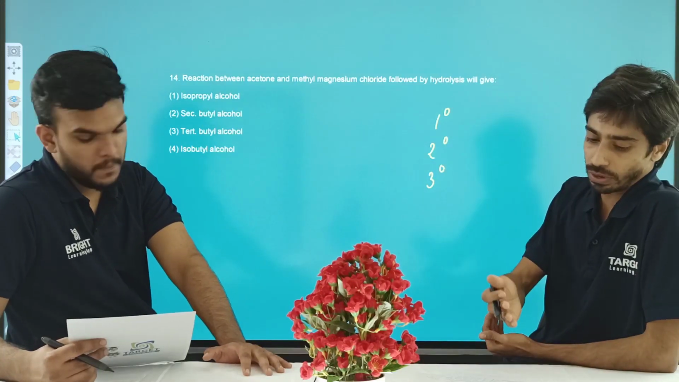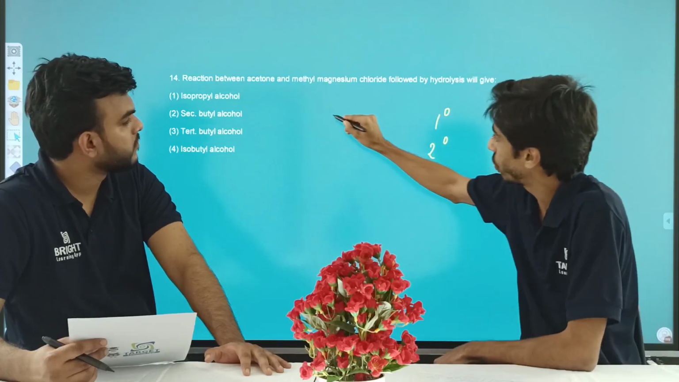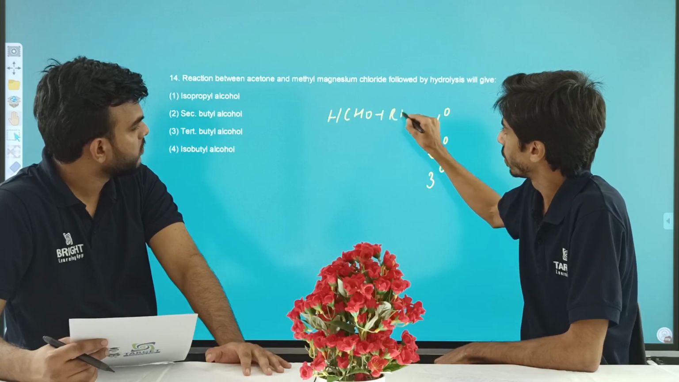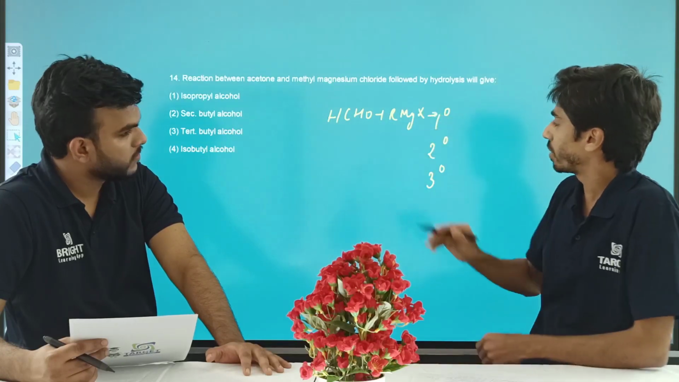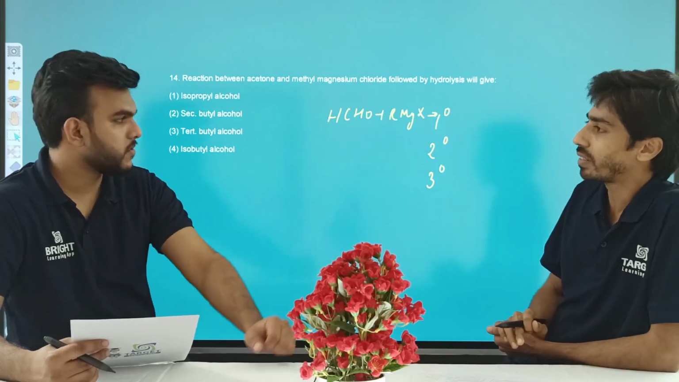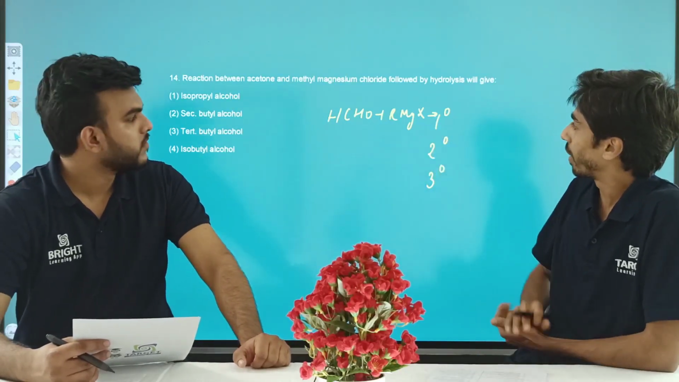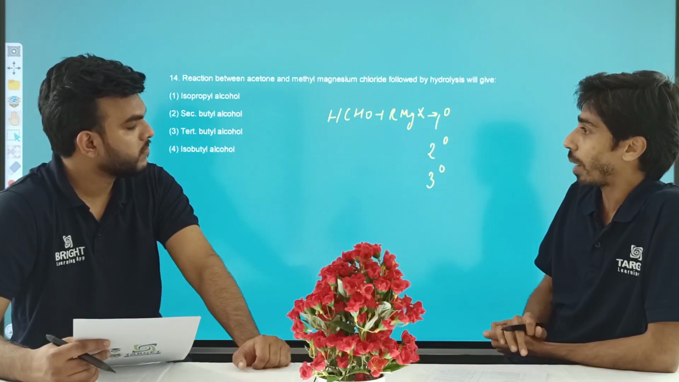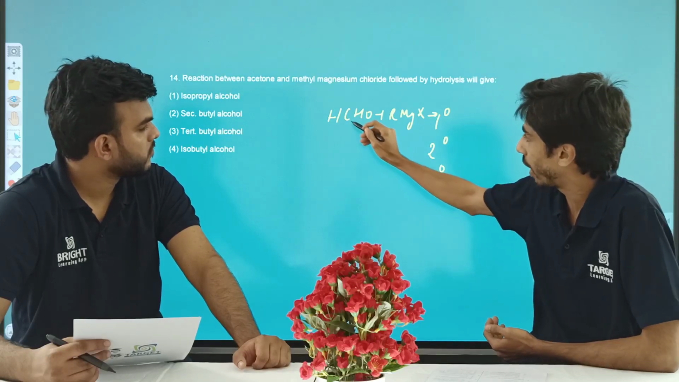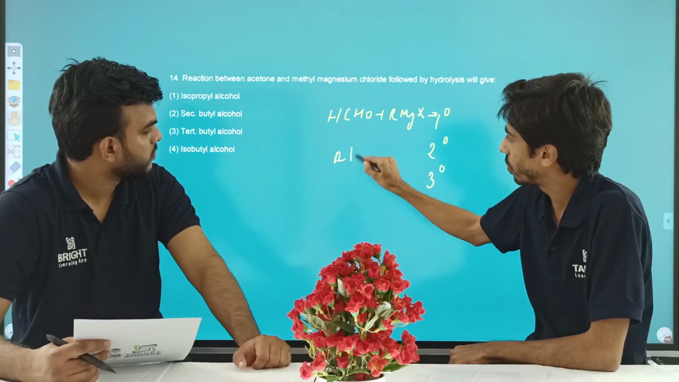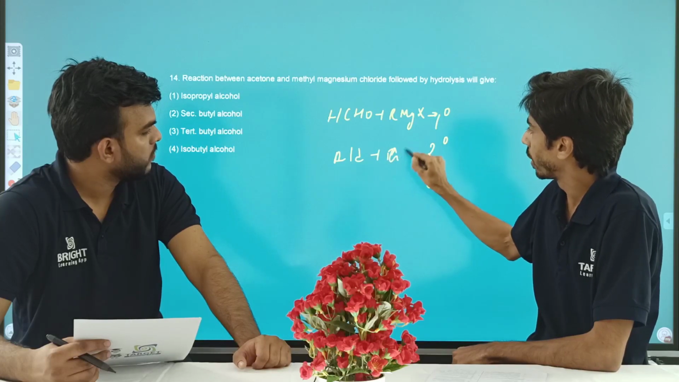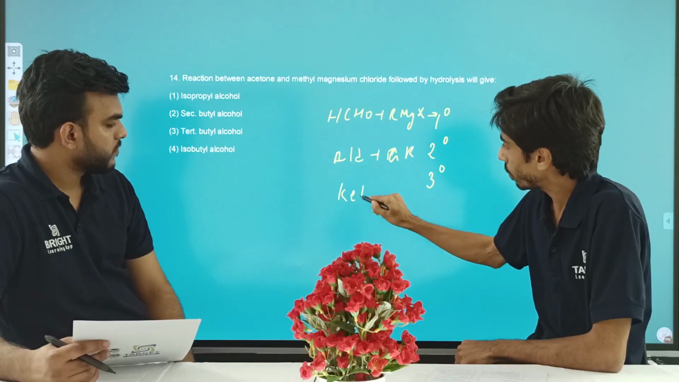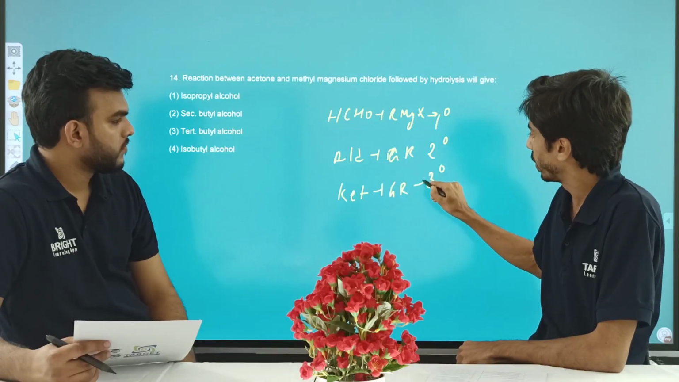If we are taking methanal, HCHO, plus Grignard reagent RMgX, they'll give primary alcohol. I think it's directly given in the NCERT textbook. And any other aldehydes, apart from methanal, plus Grignard reagent, will give secondary alcohol. And if you go for ketone and Grignard reagent, that will give tertiary alcohol.